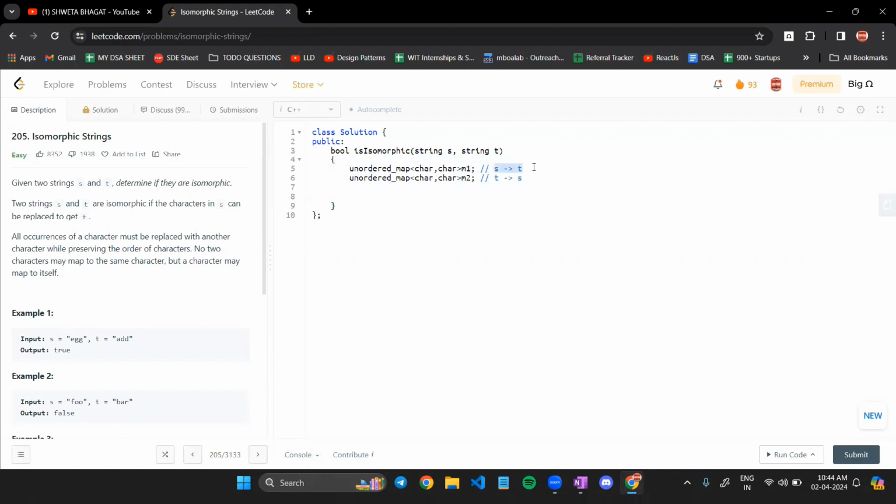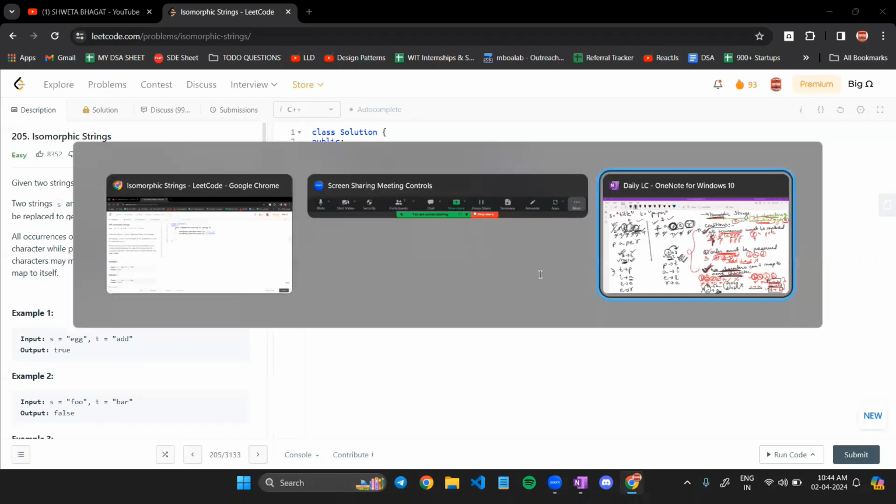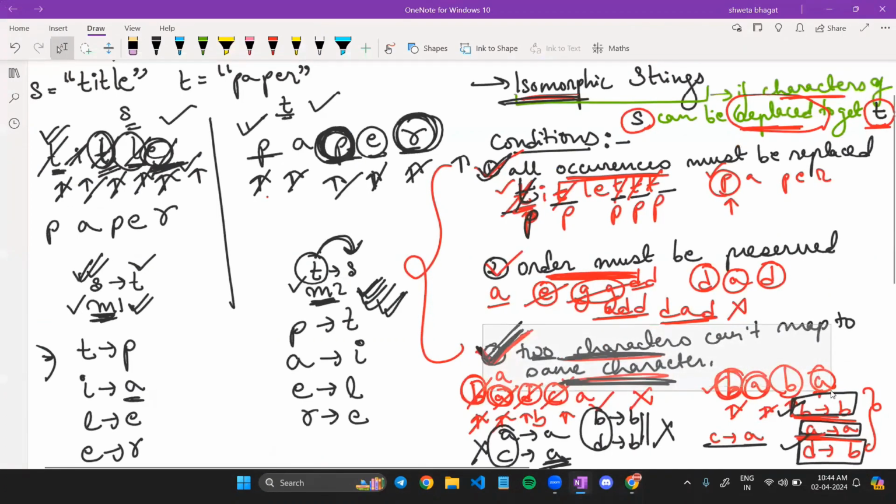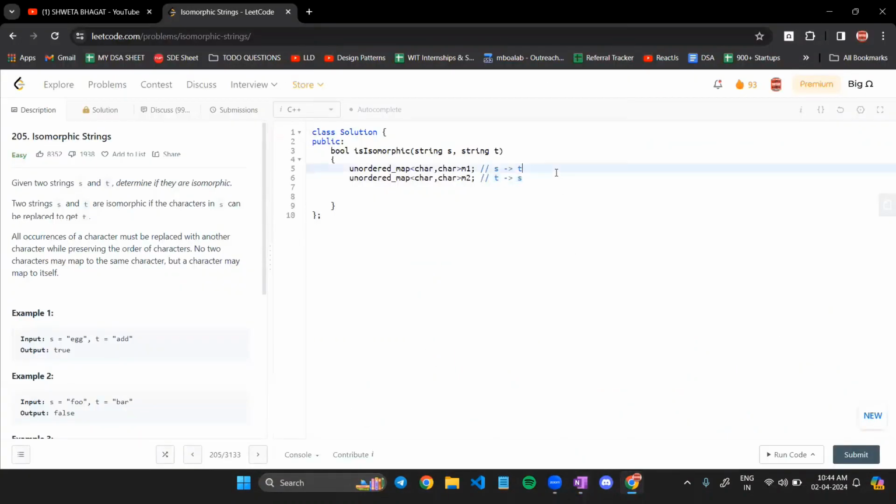And why are we using this? We are using the first hash map to keep track of which character was mapped to which character, that is, which character got replaced by which character. And what is the need of M2? We are using M2 to make sure that the third condition is not violated, that is, two characters are not mapped to the same character. So for that reason, we are maintaining the second map.